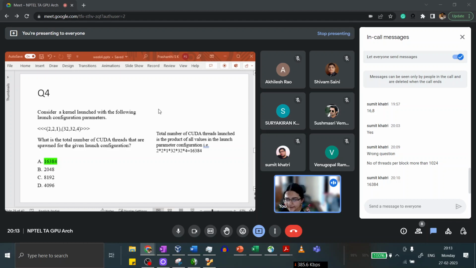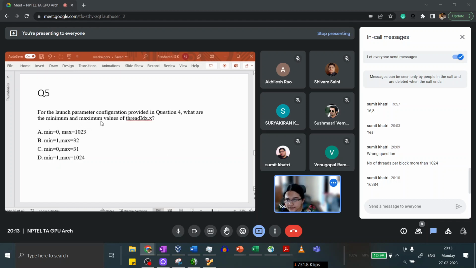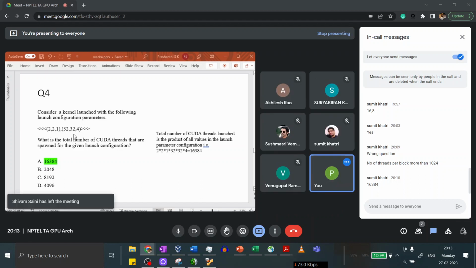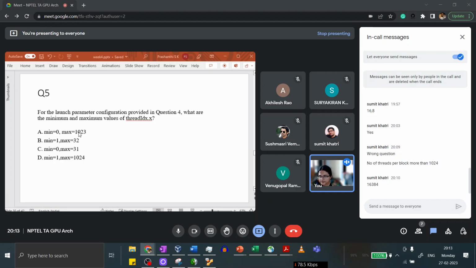Okay, we'll keep moving. For the launch parameter configuration provided in question 4, what are the minimum and maximum values of threadIdx.x? So I'll just scroll back to the launch configuration. You can note it down if you want. 2, 2, 1, 32, 32, 4. This is the launch configuration. What is the minimum and maximum value of threadIdx.x?